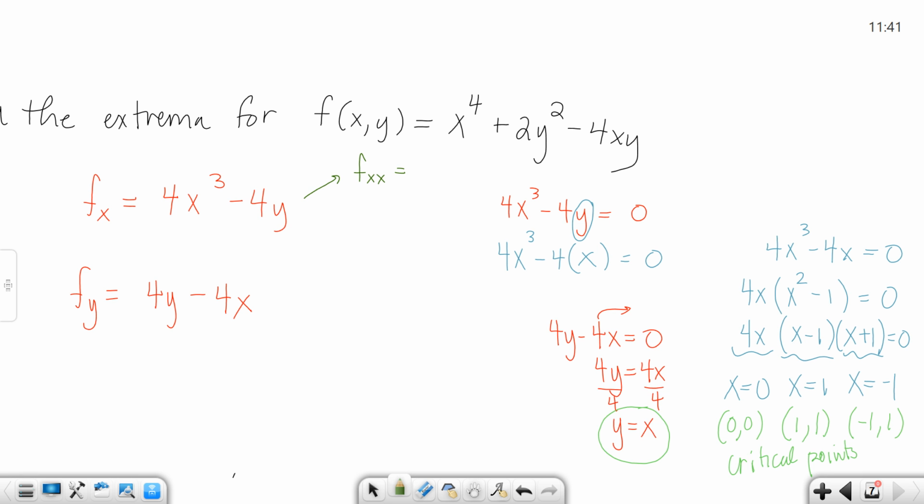Okay, so going back over to this side, when I take the derivative with respect to x, I'm going to get 12x squared. When I take this derivative with respect to y, I'm going to get negative 4y. So, sorry, just negative 4. Taking the derivative of that with respect to y, the first piece would be nothing, and taking the derivative of negative 4y would just be negative 4. Alright, so then we have fyx. So taking this derivative with respect to x, we would get a negative 4. Taking the derivative with respect to y, we get 4.